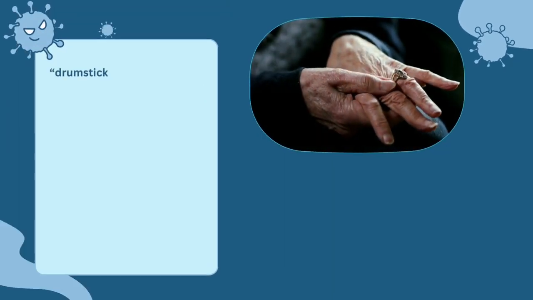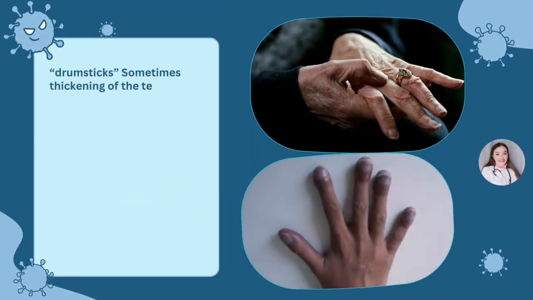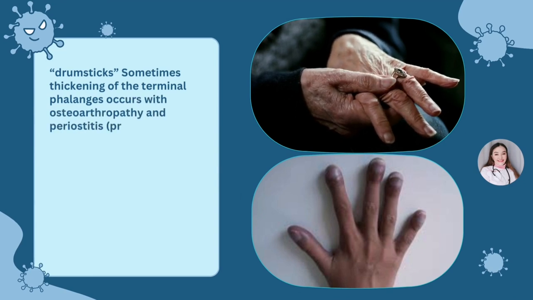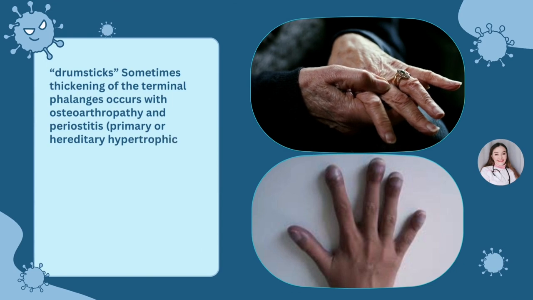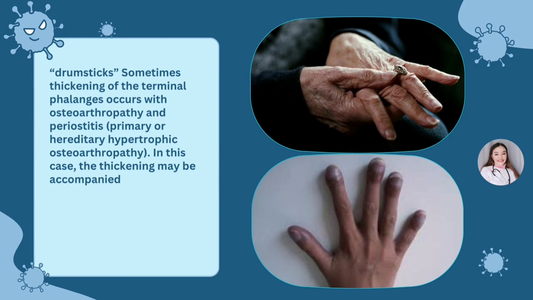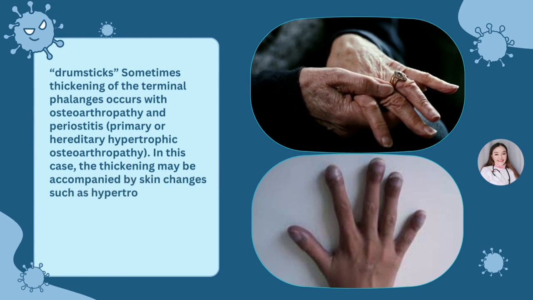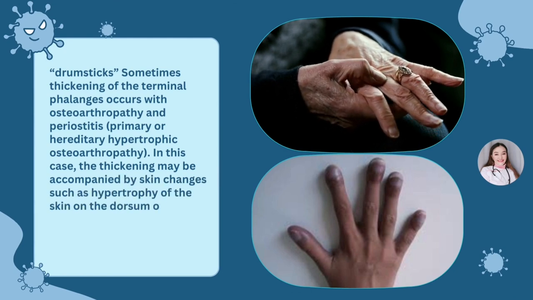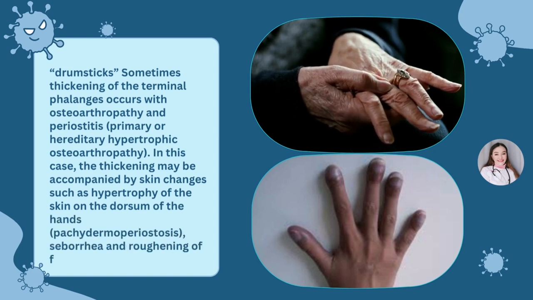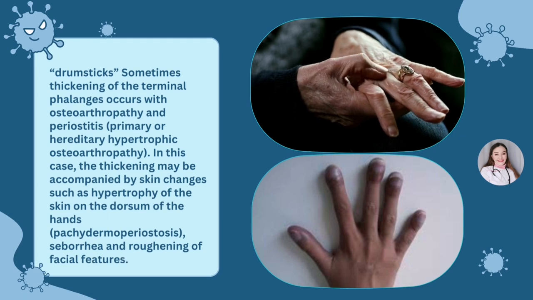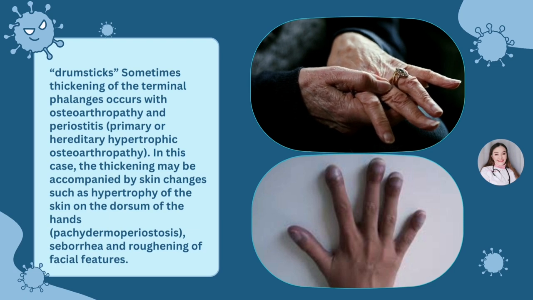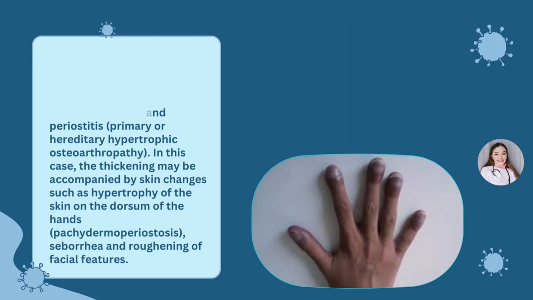Drumsticks, sometimes thickening of the terminal phalanges, occur with osteoarthropathy and periosteitis. Primary or hereditary hypertrophic osteoarthropathy: in this case, the thickening may be accompanied by skin changes, such as hypertrophy of the skin on the dorsum of the hands, seborrhea, and the rounding of the facial features.